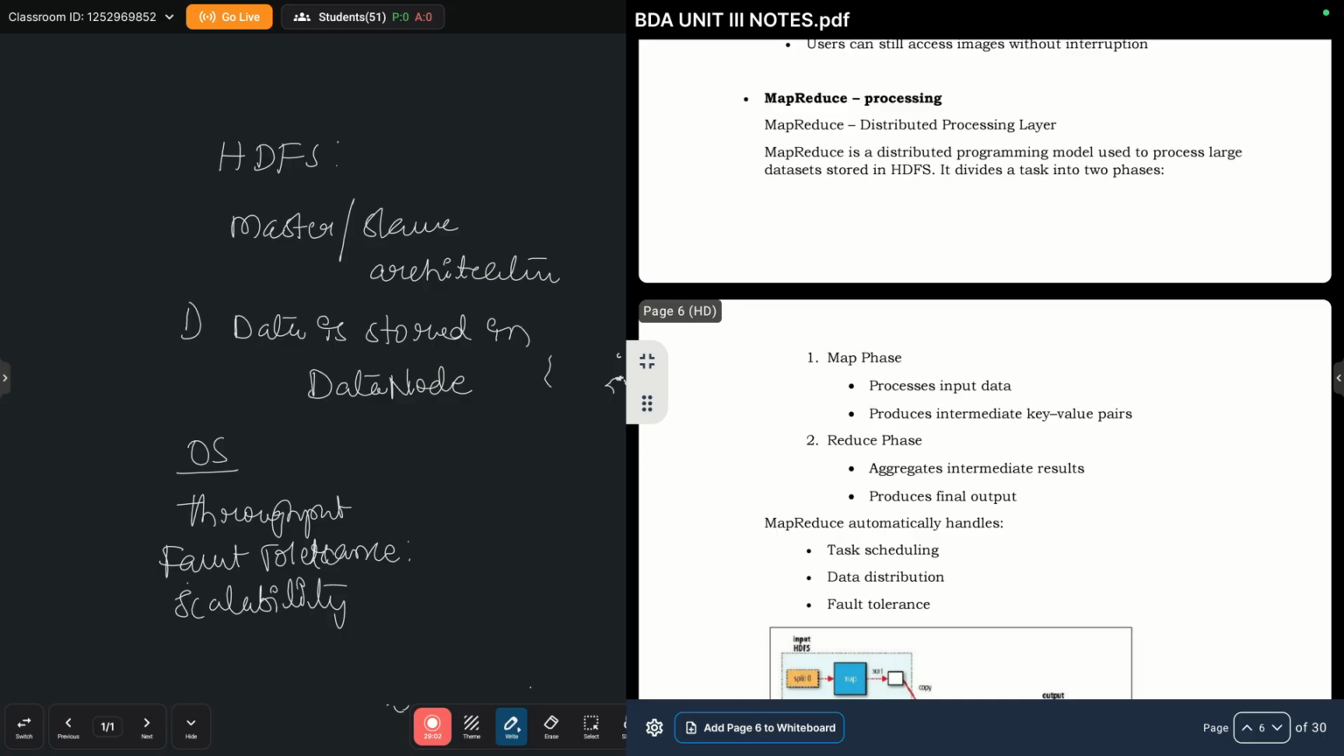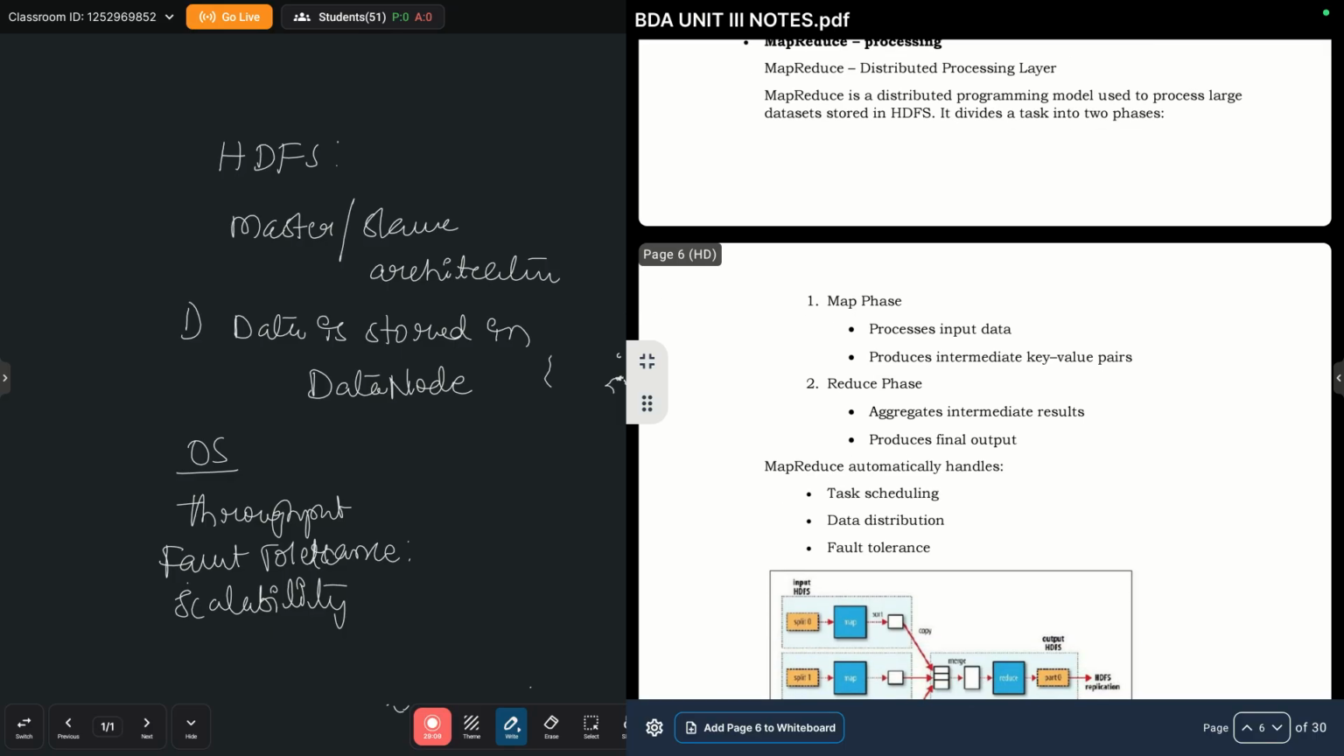Here we are going to store the unstructured data. Here the MapReduce framework, what will MapReduce do? It's a distributed processing framework. Here we are going to use unstructured data. Why?